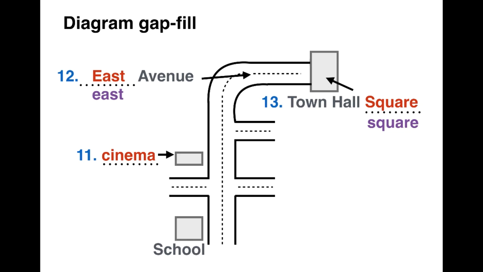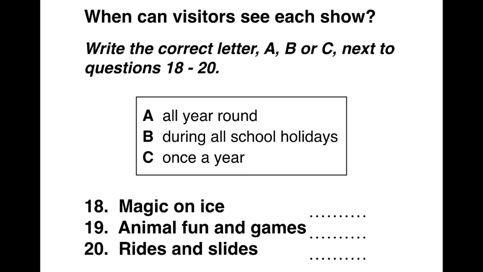Let's move on to another exercise from section 2, this time a matching exercise. Here's the exercise. It says, when can visitors see each show?